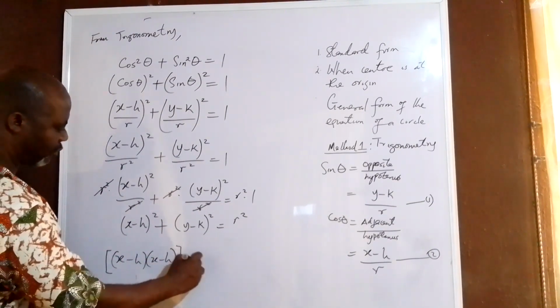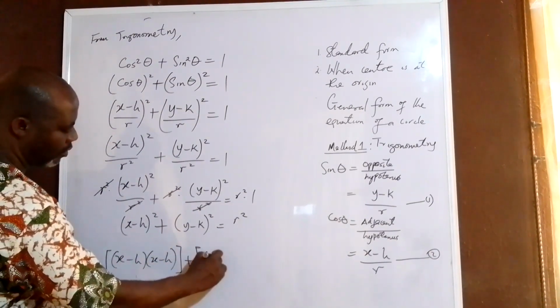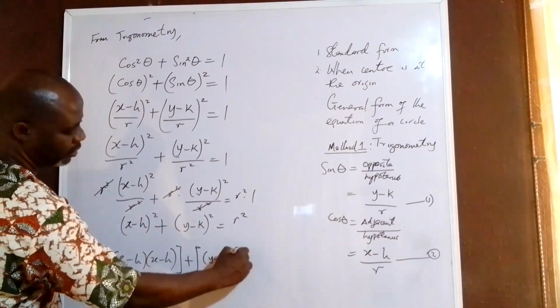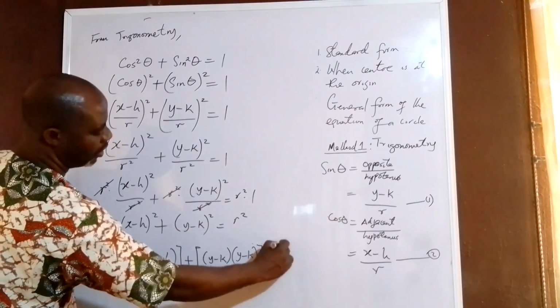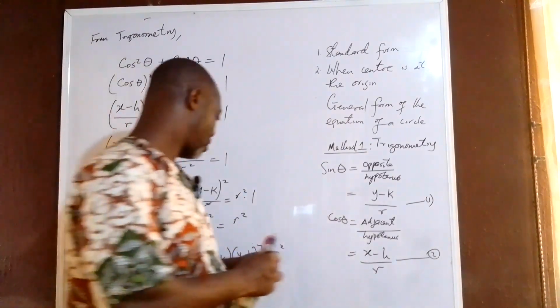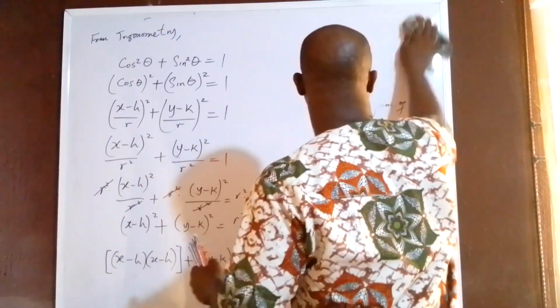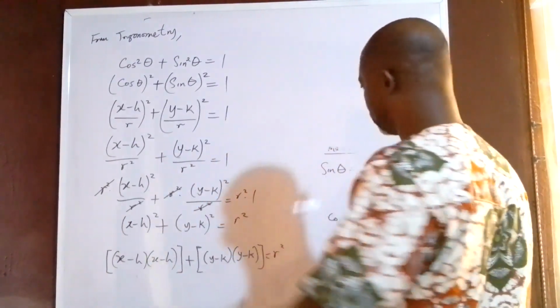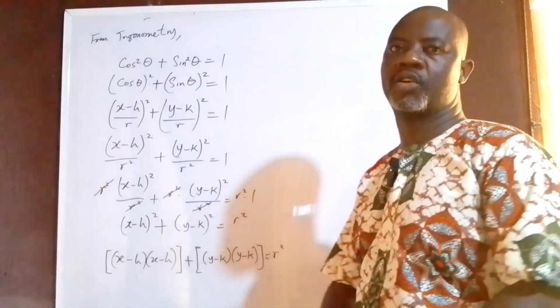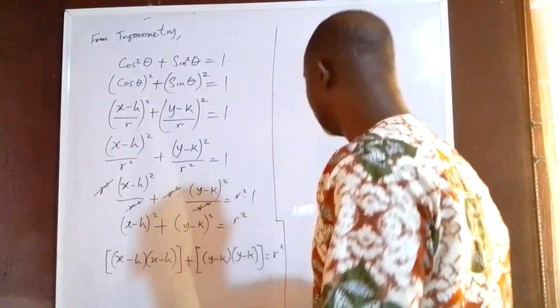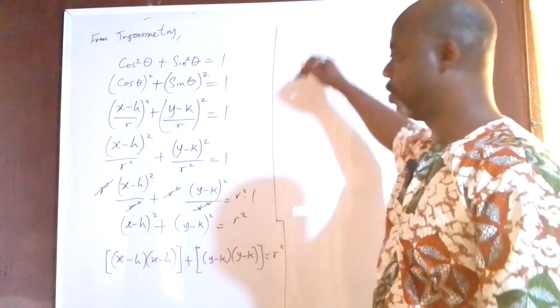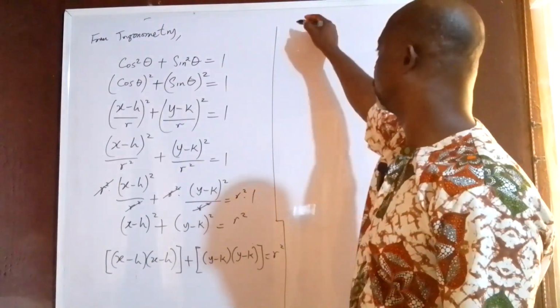Just expand that: plus y minus k, then y minus k equal to r squared. So I'm going to come over here to expand that. Don't forget, this method is using trigonometry. Using trigonometry, we can now further expand that.